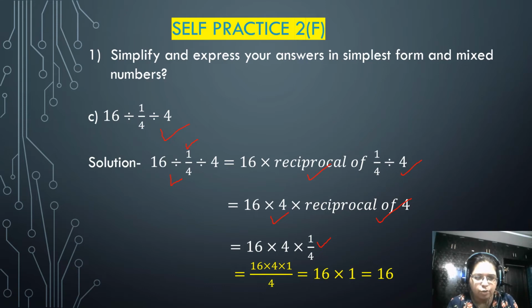Now product of numerators is 16 multiplied with 4 multiplied with 1, divided by 4. Now we cancel 4 with 4. So we get 16 multiplied with 1, that is equal to 16. Now we get 16 division of 1 divided by 4 division of 4 equal to 16, and 16 is in simplest form.